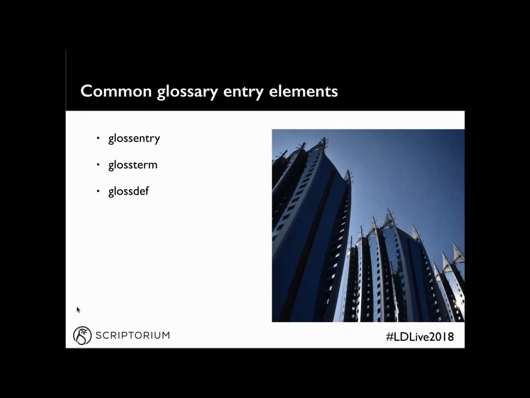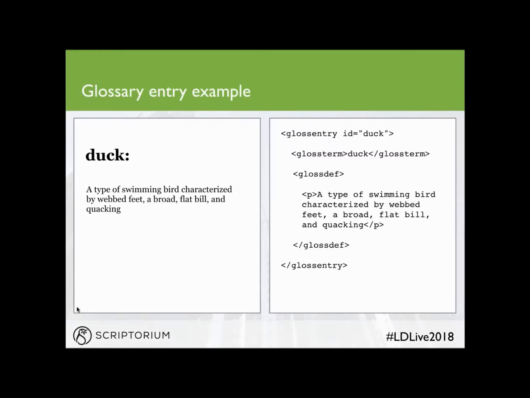This has a little bit of a different structure than what we've seen before, where instead of having your container, your title, and your body, the glossary entry topic type will have a gloss entry element, which is the container for the entire topic. Then there's gloss term, which is the container for your word or phrase that you're defining, and the gloss def element, which is the definition of that glossary term. So let's see what that looks like.